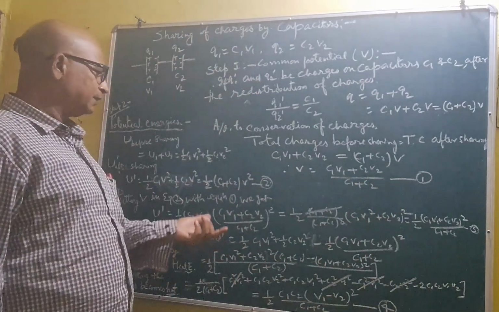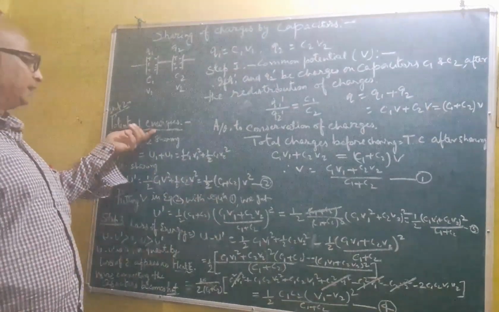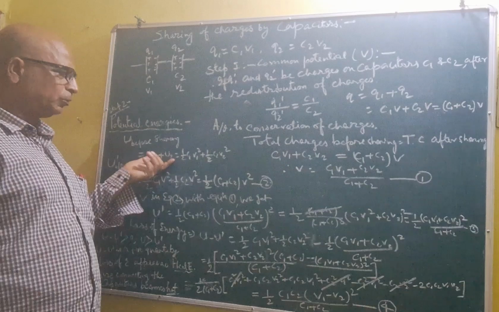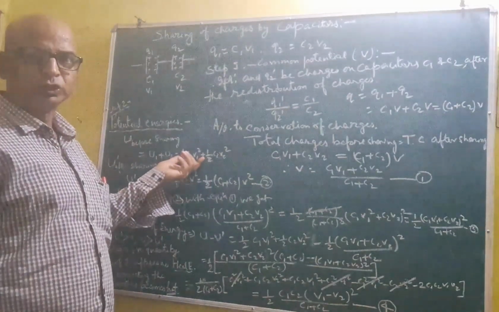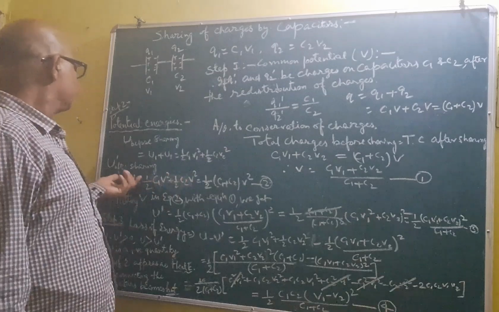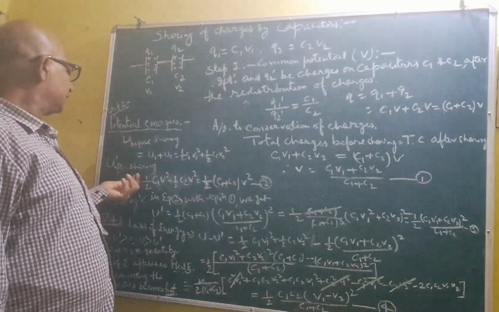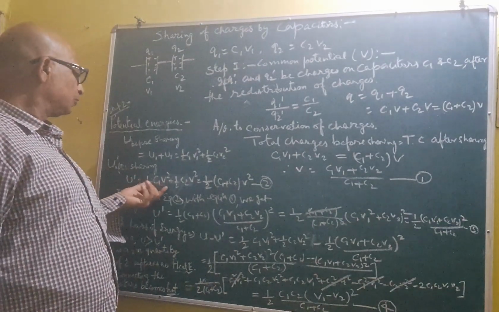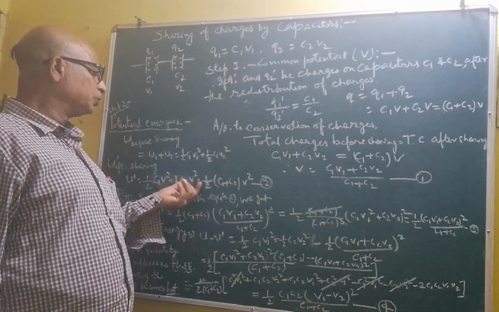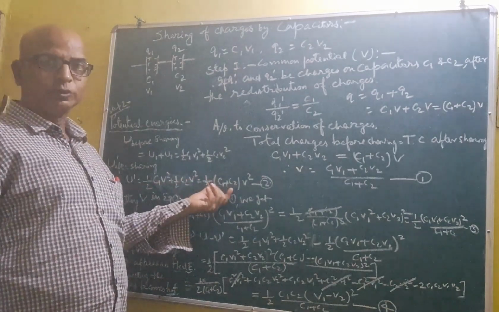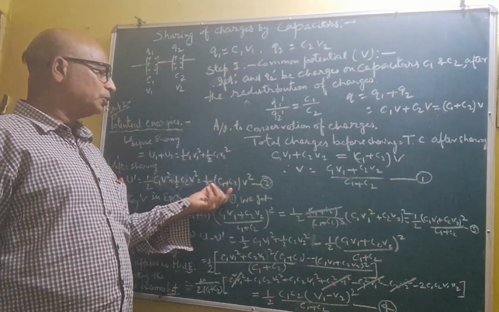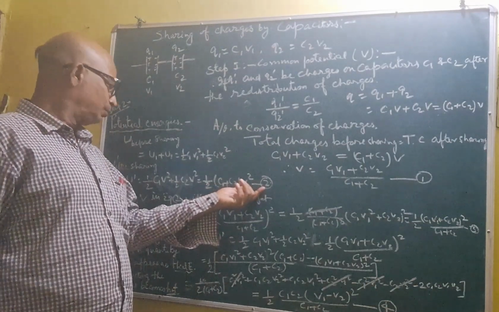Now consider the potential energies. Before sharing, the potential energy is U, equal to 1 by 2 C1 V1 square plus 1 by 2 C2 V2 square. After sharing, the energy is U dash, equal to half C1 V square plus 1 by 2 C2 V square, where V is the common potential. So U dash is equal to 1 by 2 C1 plus C2 into V square. This is equation number 2.